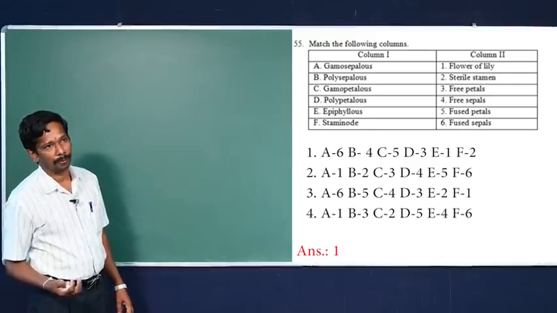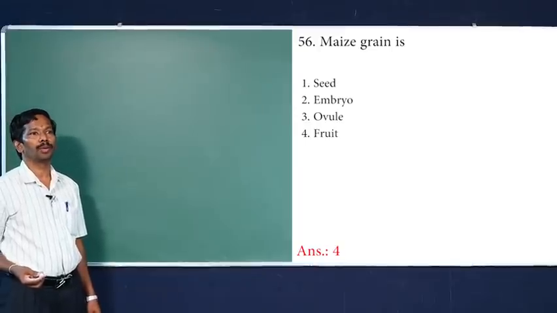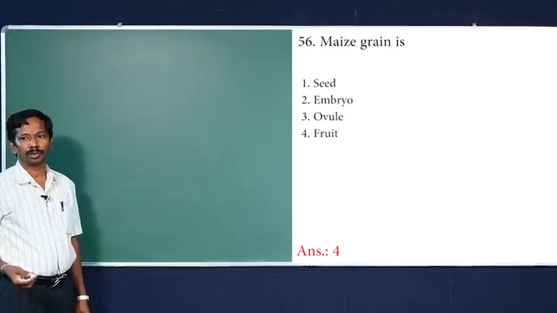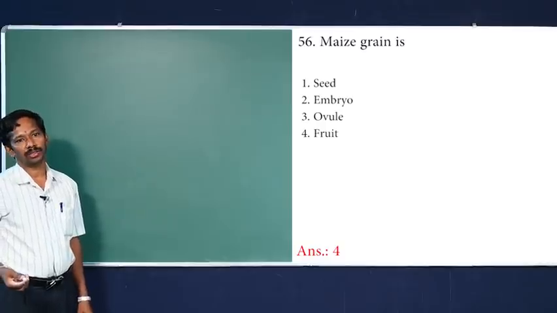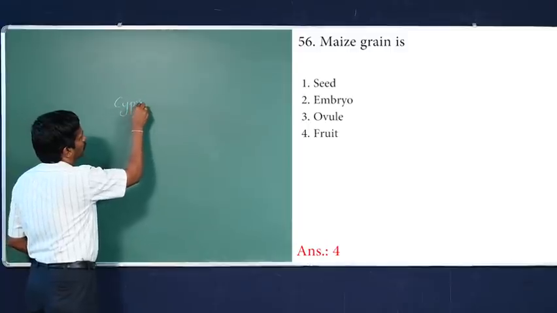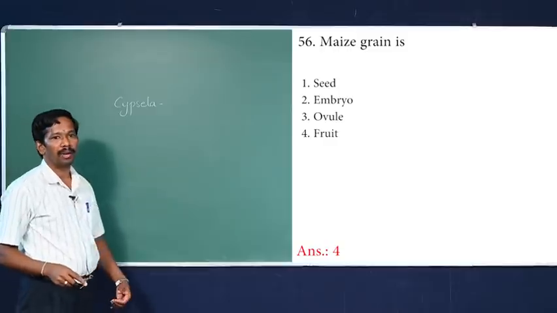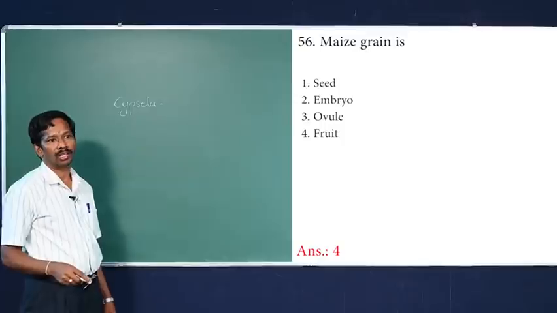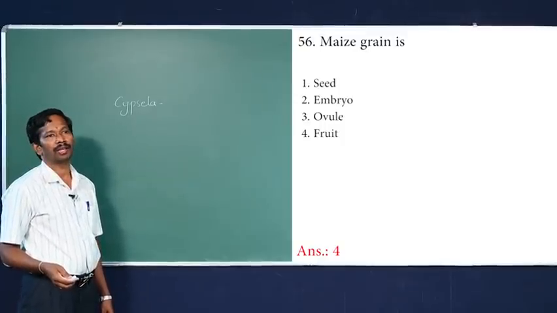Answer is 1. 56. Maize grain is, answers are seed, embryo, third option is ovule, and fourth option is fruit. Often we confuse maize as a seed, but it is a dry indehiscent single seeded fruit often called as cypsela, consisting of fruit wall which is mixed or combined with the seed coat forming the husk. Hence it is fruit.